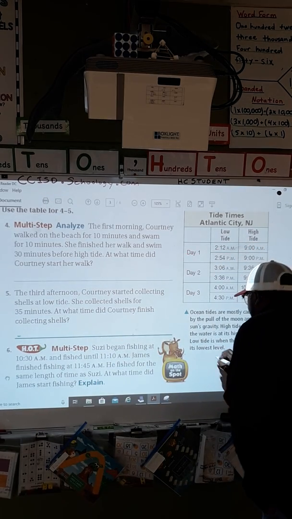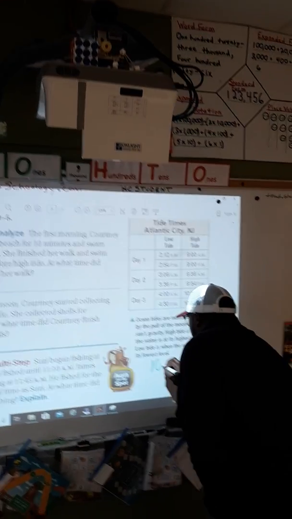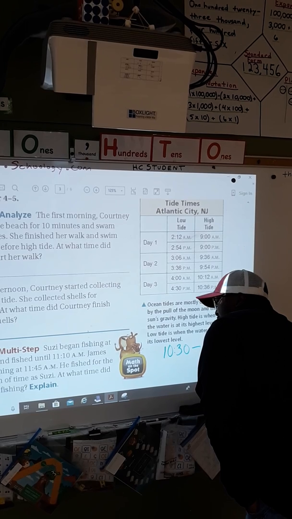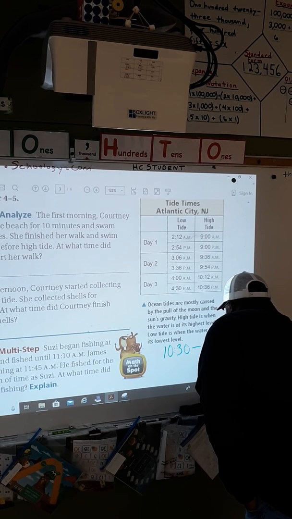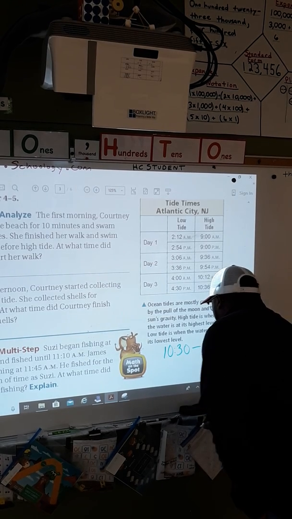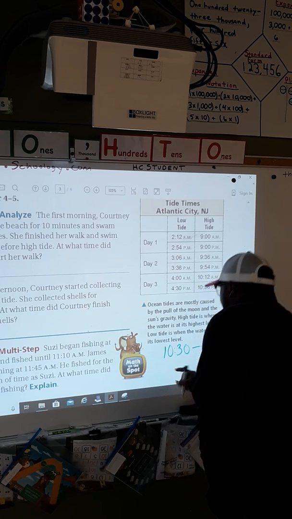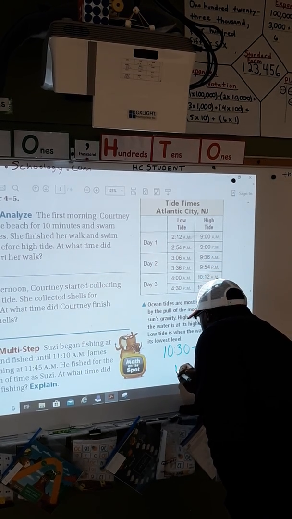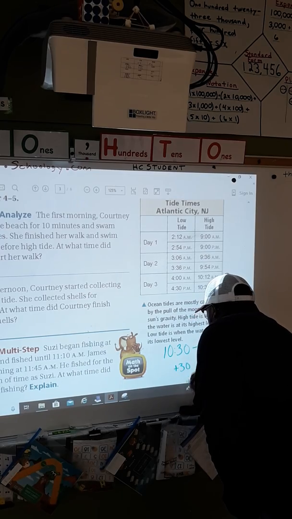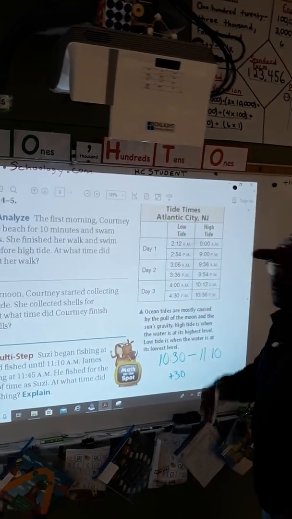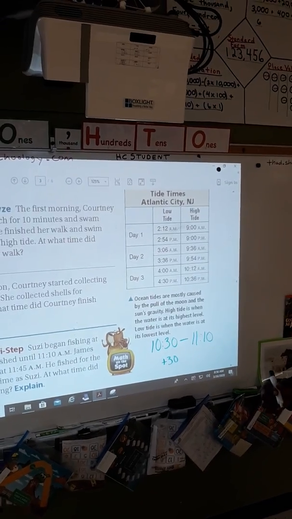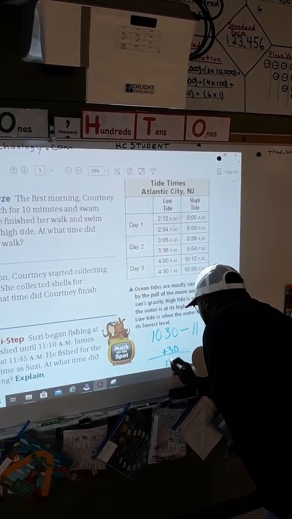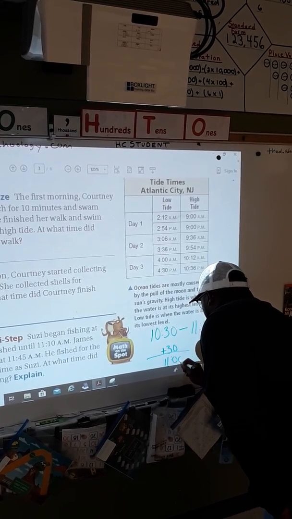So Susie fished from 10:30 to 11:10. Okay, so I know if she fished from 10:30 to 11:10, if I add 30 minutes to 10:30, I go to the next hour because there's 60 minutes in 1 hour. So that would give me 11 o'clock.